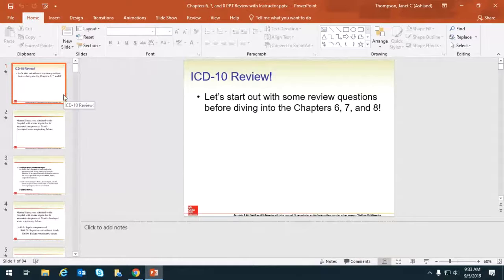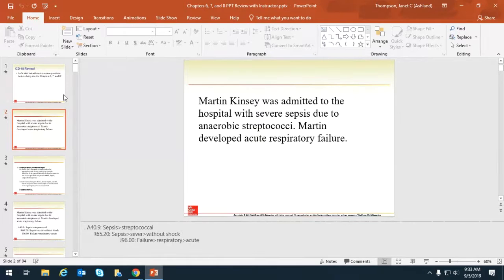Before we get started, we get our code books out, our ICD-10 books, and let's start with some review. The first thing we want to take a look at is Martin. He has severe sepsis. So we're going back to our guidelines for infectious and parasitic diseases. Martin was admitted to the hospital for severe sepsis. Notice this doesn't say septic shock, just severe sepsis due to anaerobic streptococci. So we know the pathogen that's responsible for the sepsis. It's the streptococci.